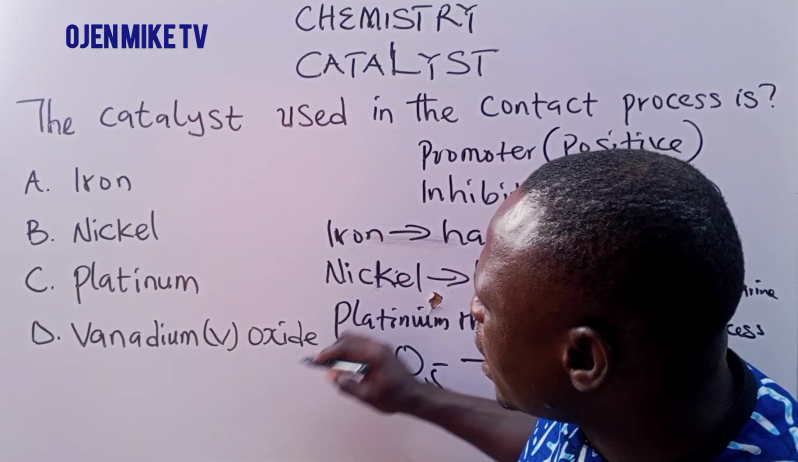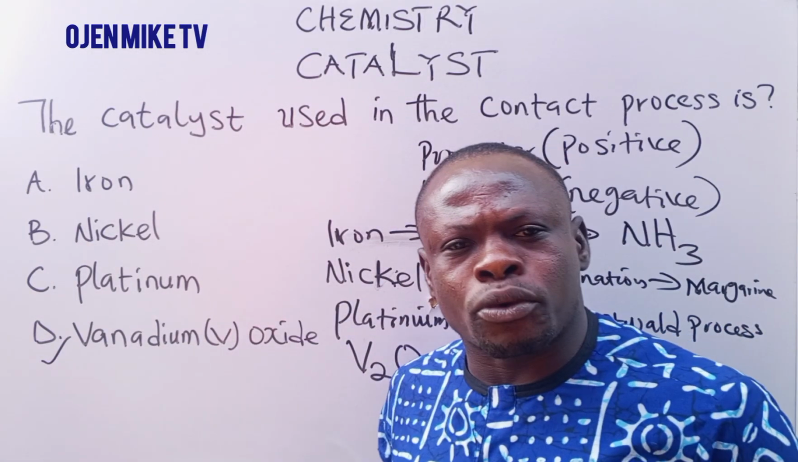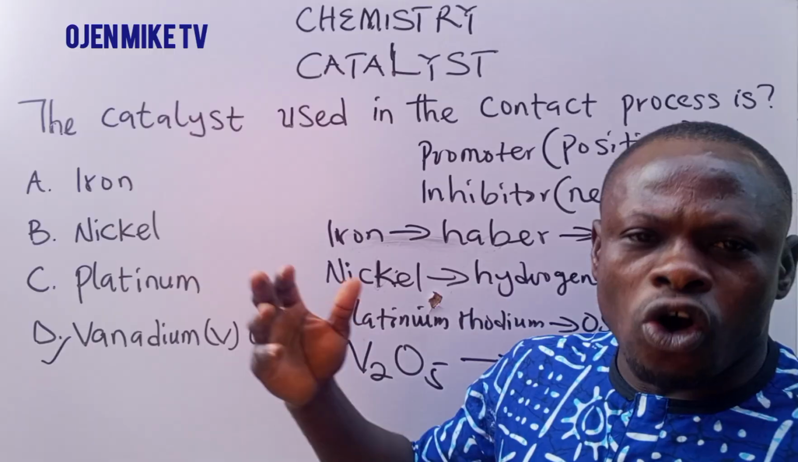So our answer is what? Vanadium(V) oxide is used in the contact process in the manufacturing of sulfuric acid.